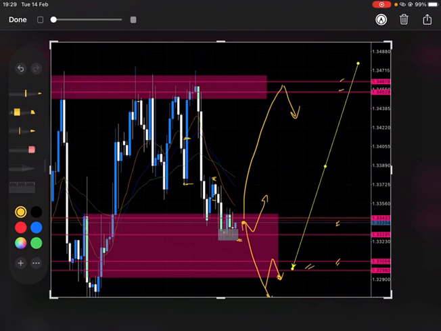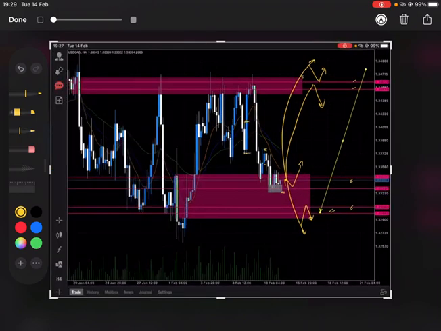Okay? After testing, if it potentially tests our sell zone and breaks above, then potentially it might want to test a higher zone like this. Okay, so that's all the three pairs. Again, I'm so sorry. But these are the pairs.